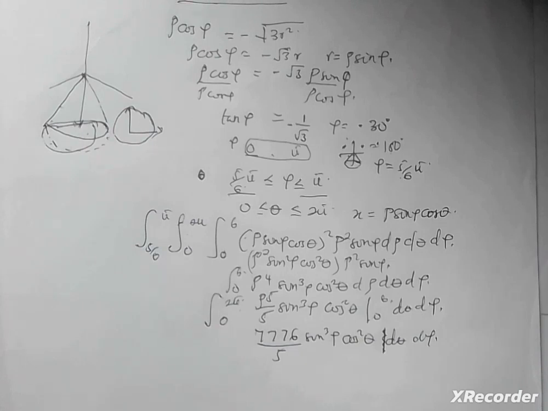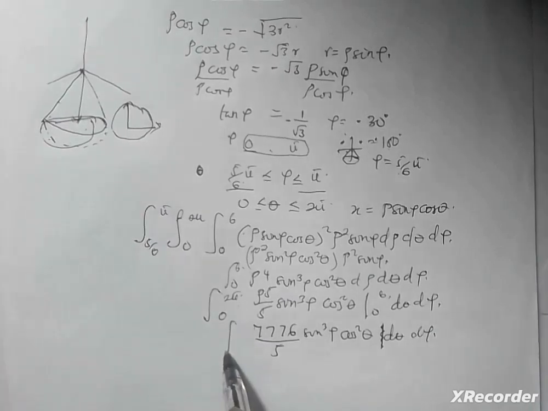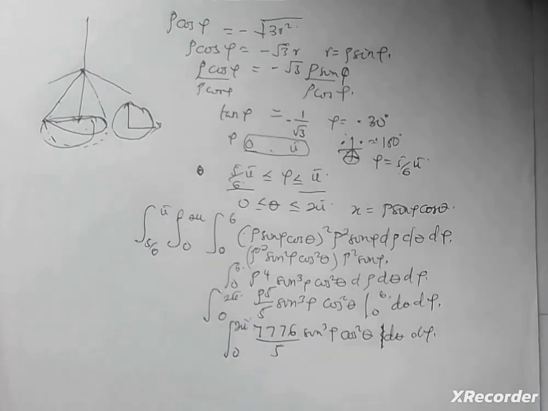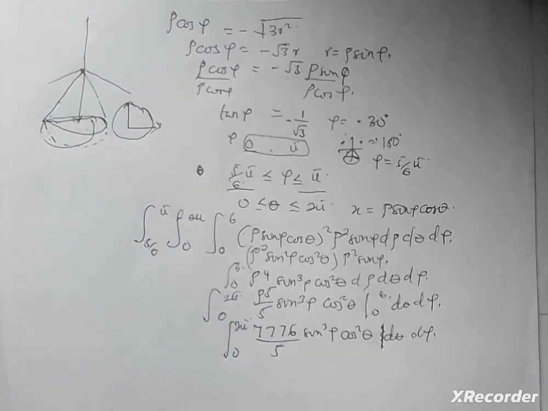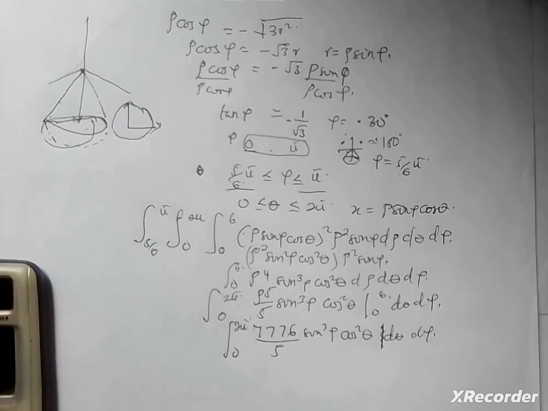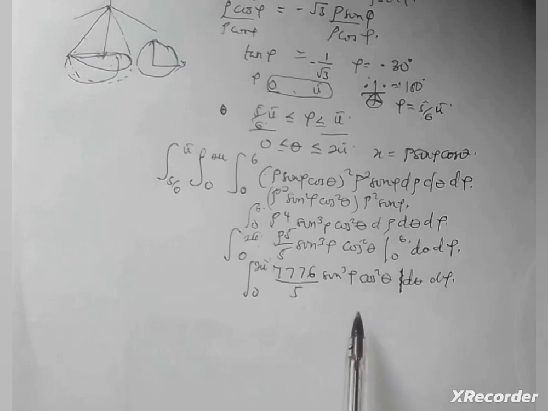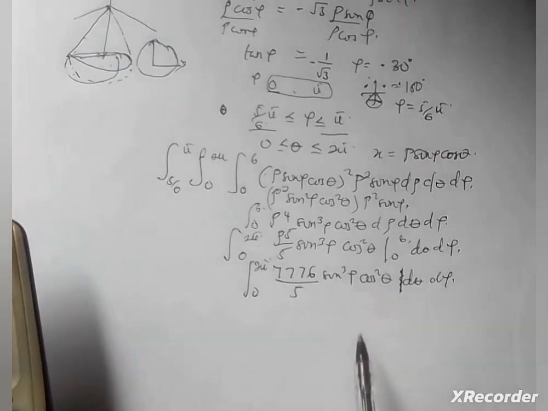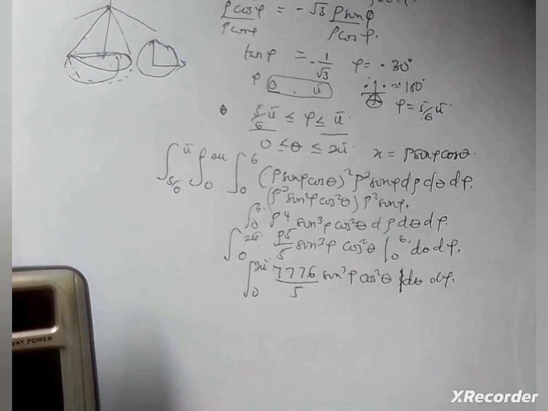Now I can show you how you're going to compute this on your calculator. When you are dealing with triple integrals and you want to apply your calculator, you are going to integrate this expression with respect to theta. I have cos squared theta. If you go through the manual way, it's going to take very long, so let me teach you how to use a calculator for this.